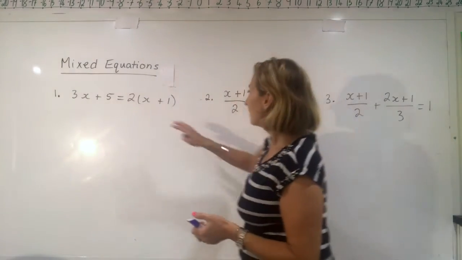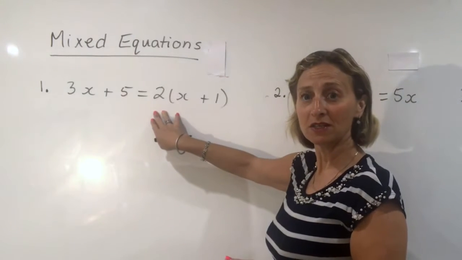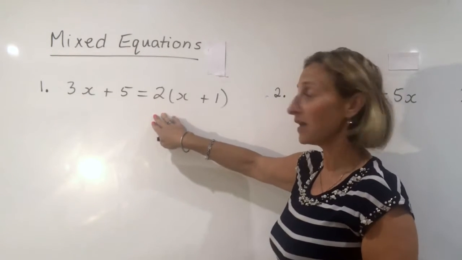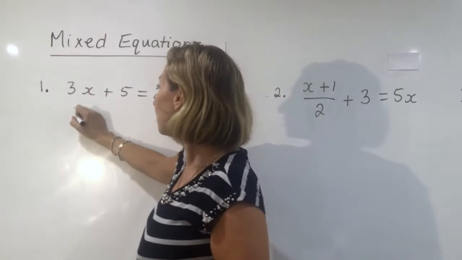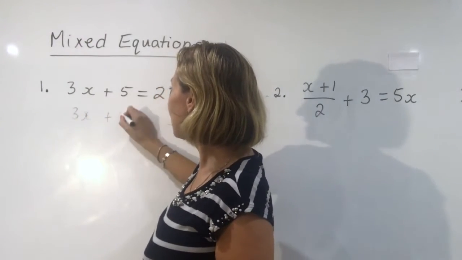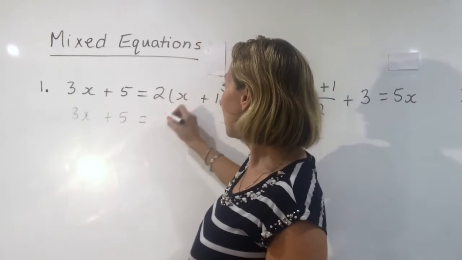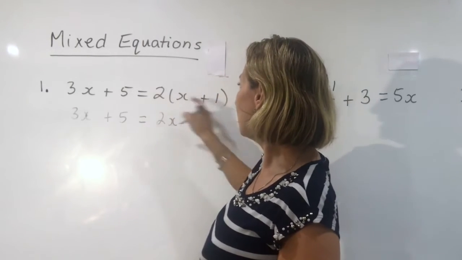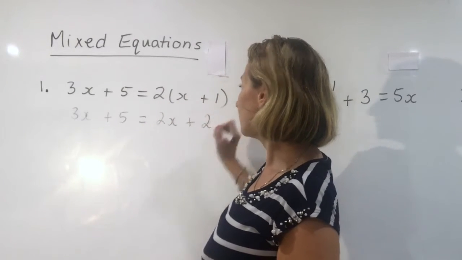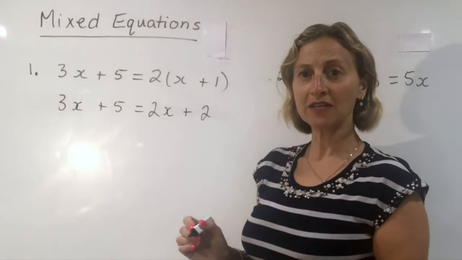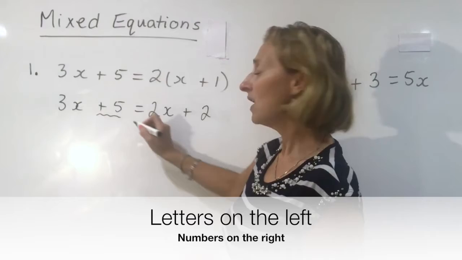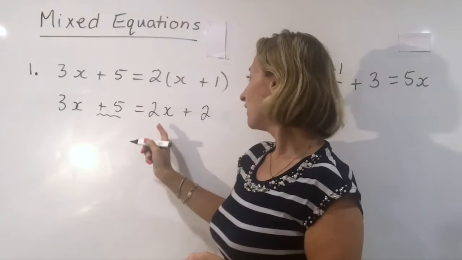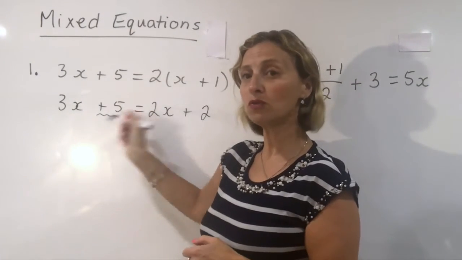Let's get started. My first equation, no fractions, so I just need to simplify. I start by getting rid of any brackets. So we have the 3x plus 5 just stay there. 2 times x is 2x, and 2 times 1 is 2. Now I need to put all the letters on the left and all the numbers on the right. I start by moving the plus 5, but of course you could move the 2x to the left first, or you could do it at the same time.